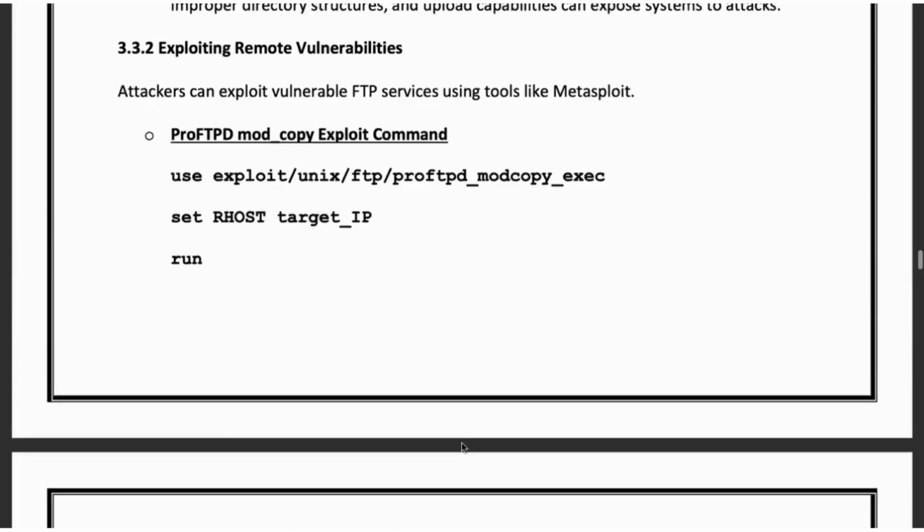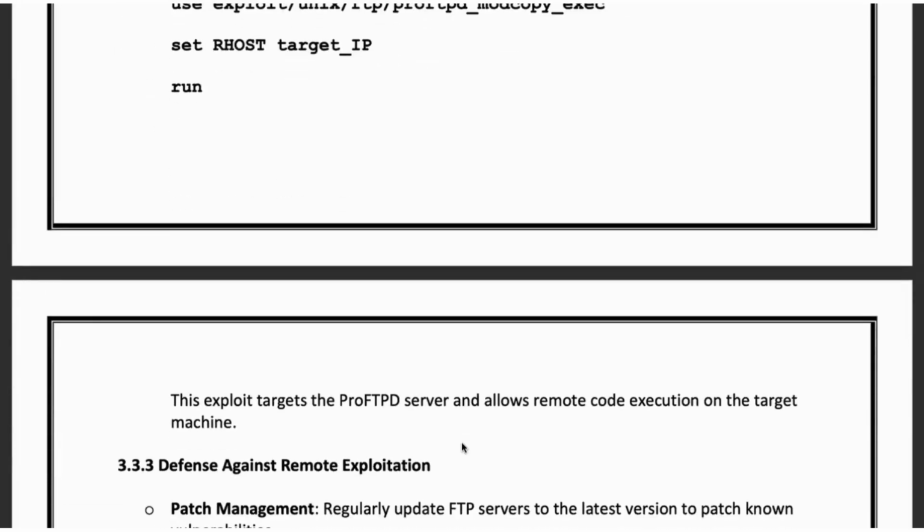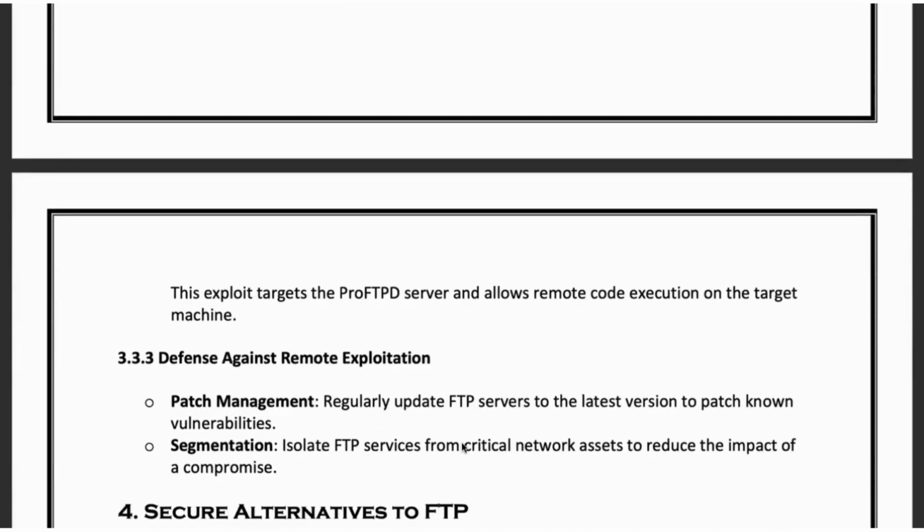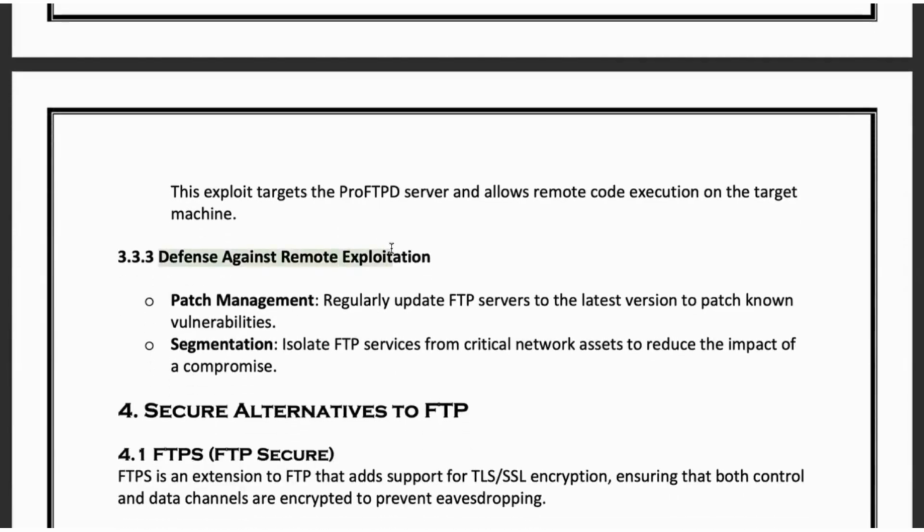So once you exploit the vulnerabilities, all things are done. You can simply retrieve the data, you can control the server. And what defense mechanism can you use? You can patch the outdated version or regularly update your FTP servers to the latest version. And you can use segmentation also, like isolate your FTP service from critical network assets. Basically, do not run your FTP servers on your critical network assets, to reduce the impact of a compromise. But that's not the particular solution. The solution is patch management.